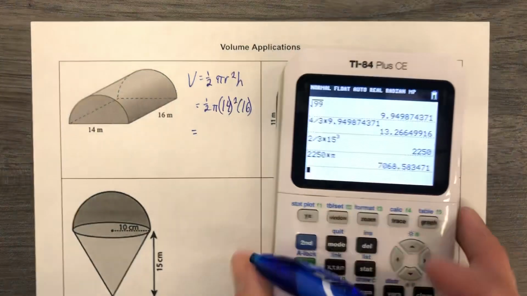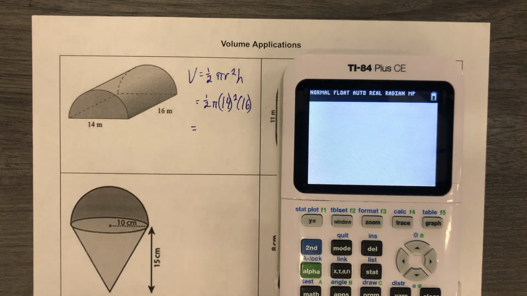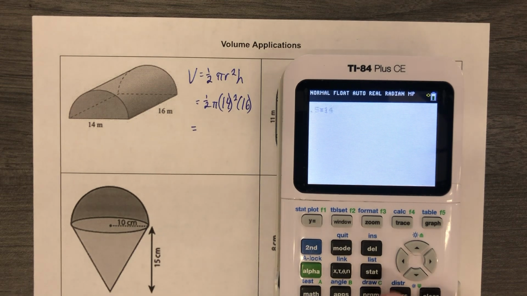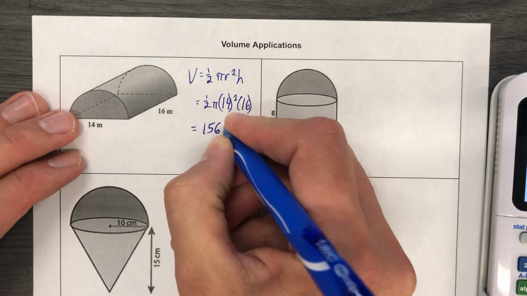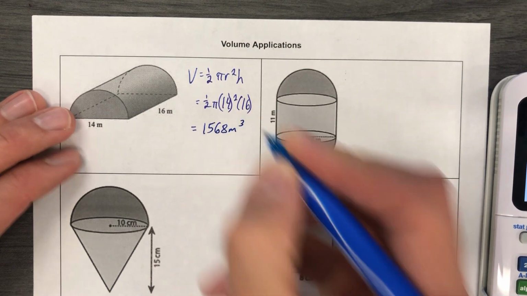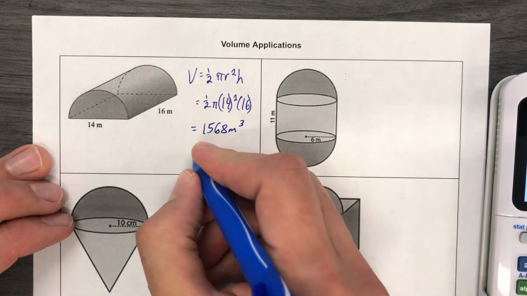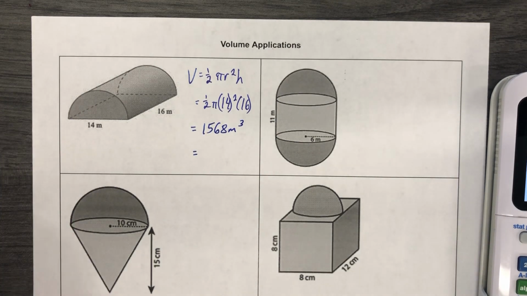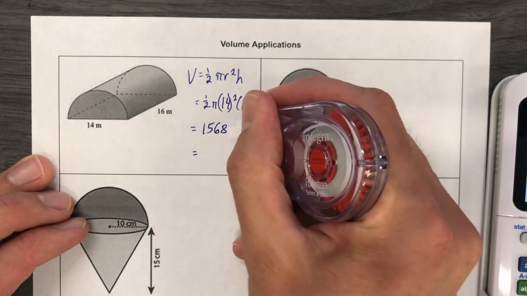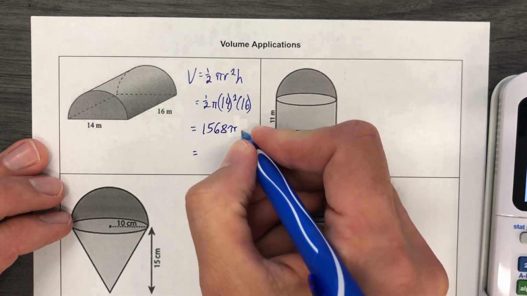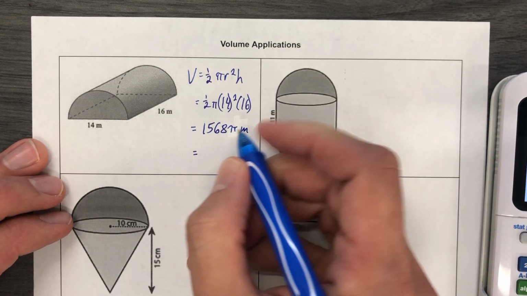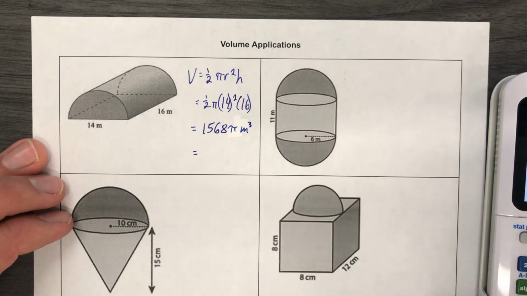So let's go. First thing we're going to do is 1/2 of 14 squared times 16, and that's going to give me 1,568 cubic meters. We're finding volume. Now that is also equivalent to, whoops. You see what I did? If it's going to be in terms of pi, then I better have pi in my answer, the symbol pi. There we go. It's 1568 times pi cubic meters.